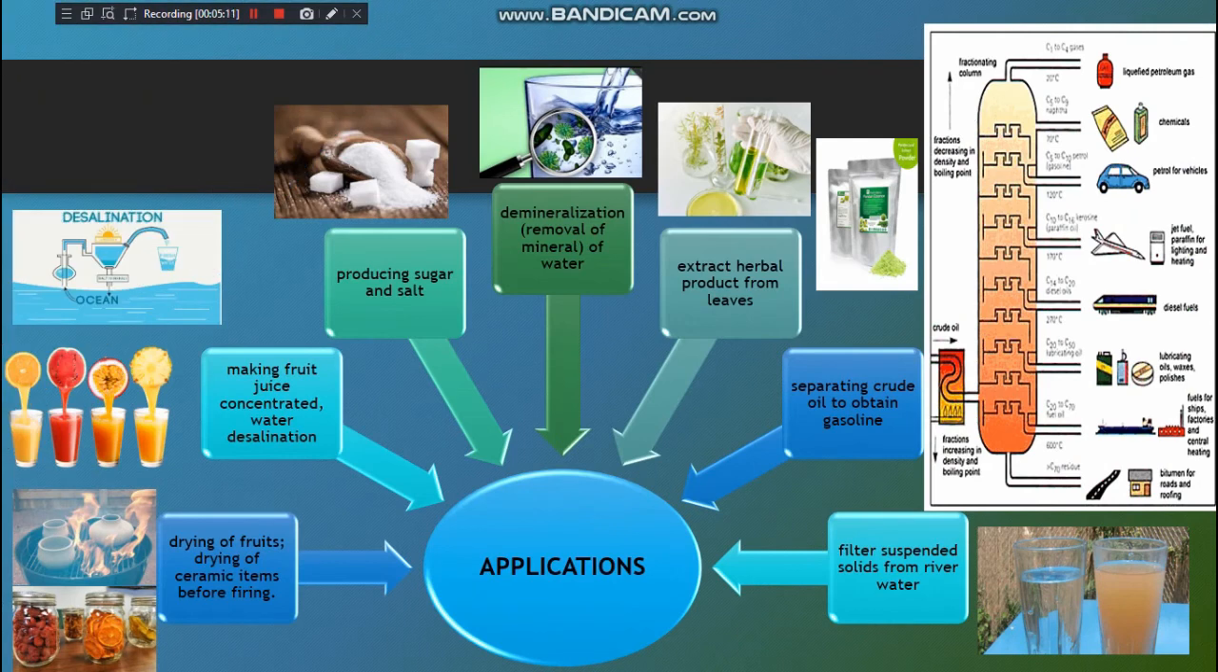Okay, so before we move further, these are the applications that are normally used in separation technique: drying of fruit, drying of ceramic items before firing, making juice concentrate with water, desalination, producing sugar and salt, demineralization, or we call it removal of minerals from water, extracting the herbal product from the leaf, separating crude oil to obtain gasoline, and filtering suspended solid from river water.